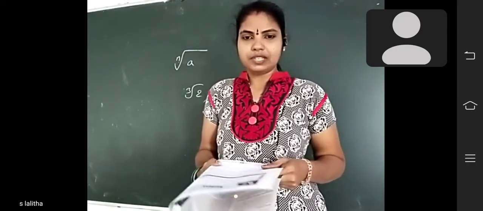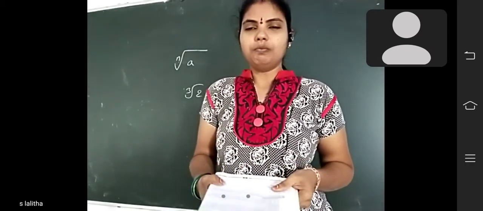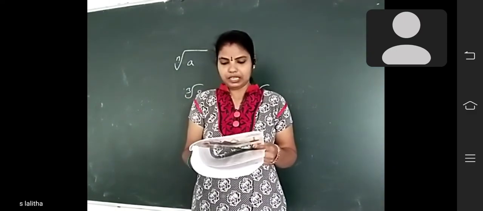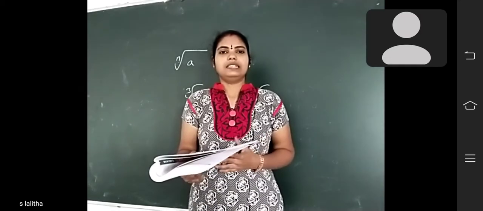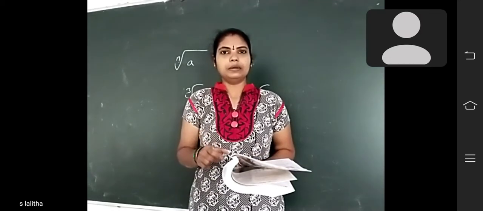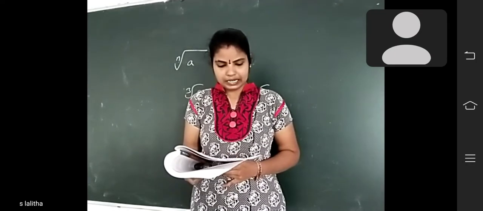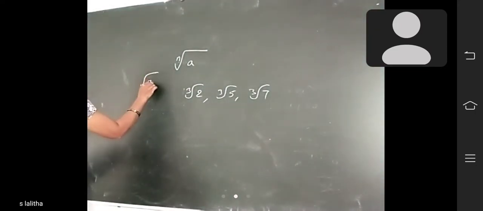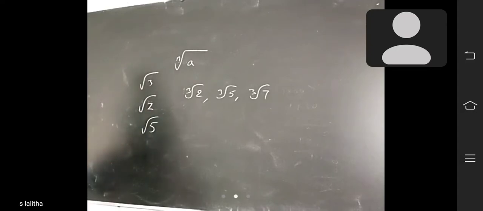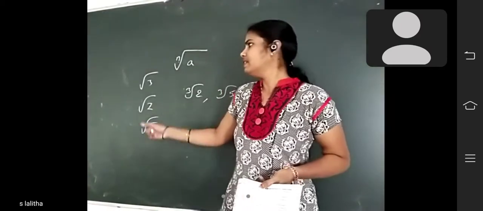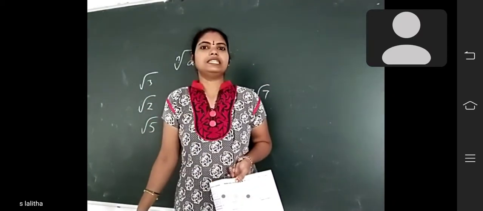Next, see the types of surds. The simple surd or monomial surd: a surd consisting of only one term is known as a monomial surd. A surd having only one term is called a simple surd or monomial surd. Cube root of 3, square root of 3, square root of 2, square root of 5. These are all only one term. So what do you call that one? Monomial surd or simple surd.